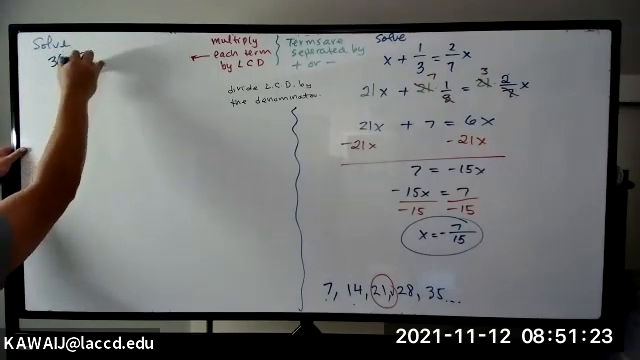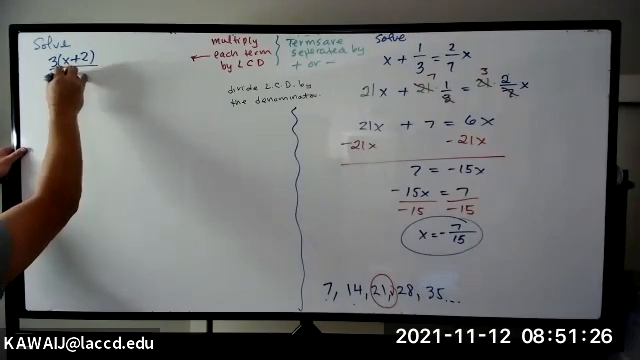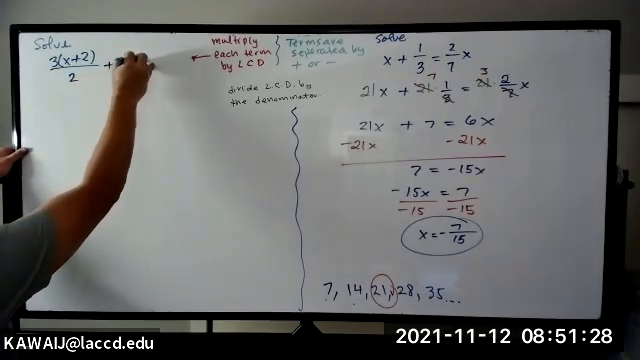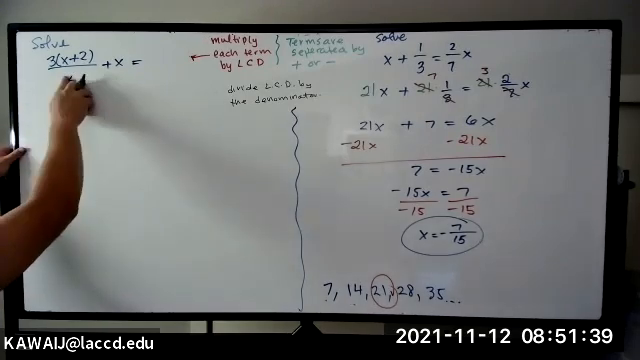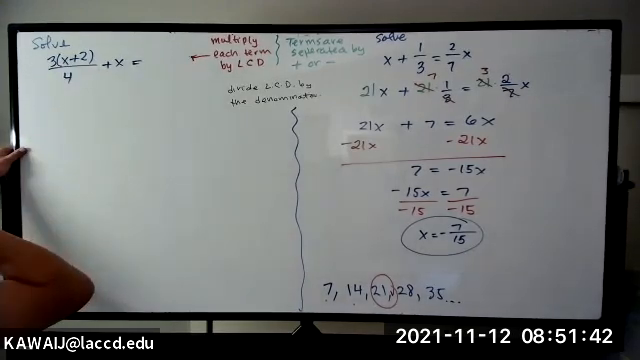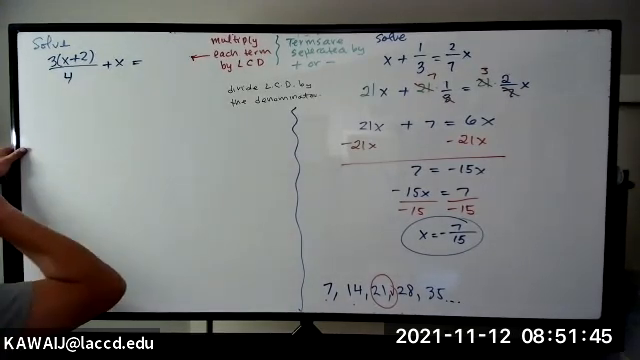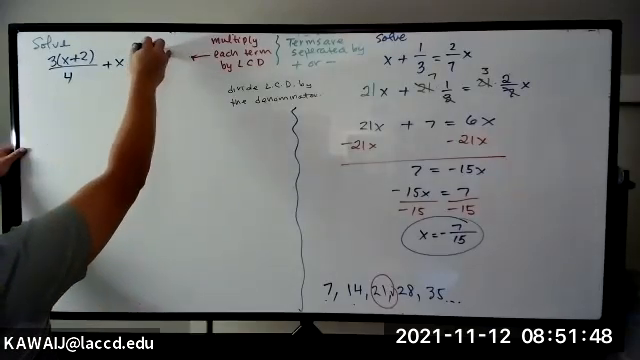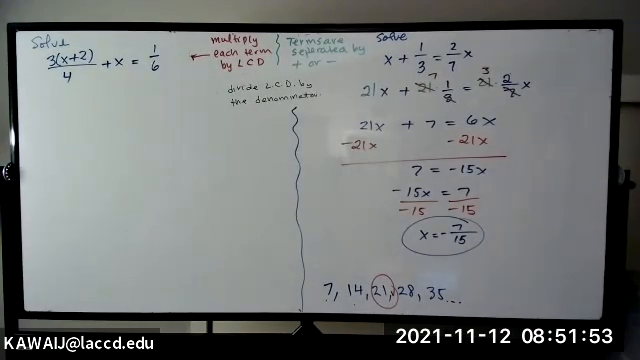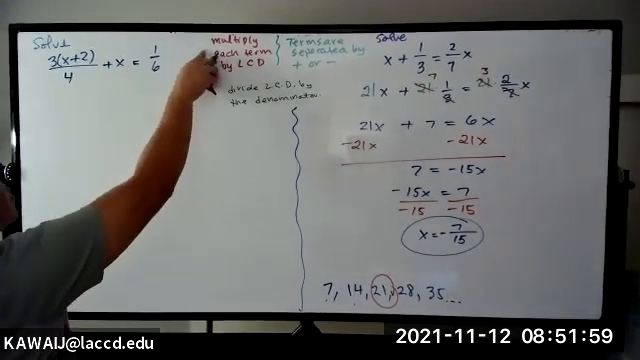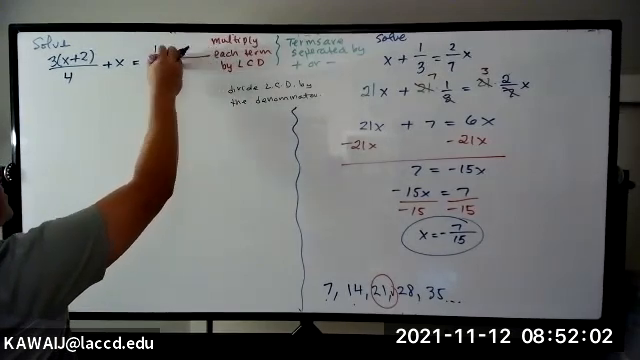3x plus 2 over 2 plus x is equal to, let's call it, let's make this a 4. And just to make it interesting, let's make this 1 over 6, like that. Okay. So what I'm going to do is multiply each term by the lowest common denominator.